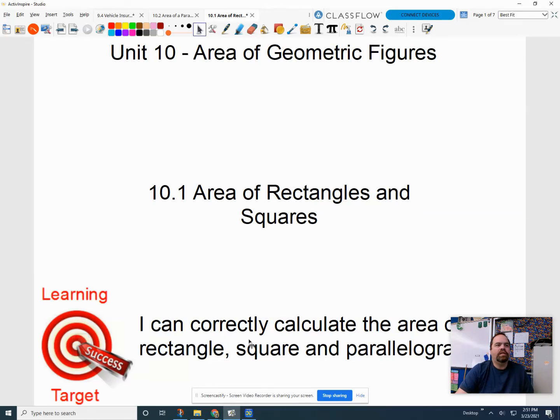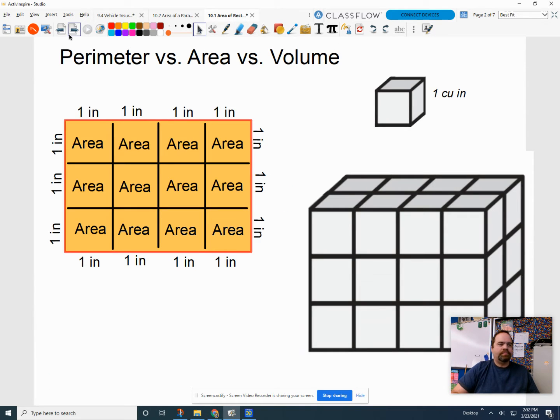Alright, new unit. We kind of started this on Friday. Hopefully you got a little bit out of that. I'm going to explain the whole 1, 2, and 3-dimensional unit thing again, just to pull in anybody that might have missed it the first time. I won't spend as much time on it as I did Friday, promise. So here's what we're looking at.